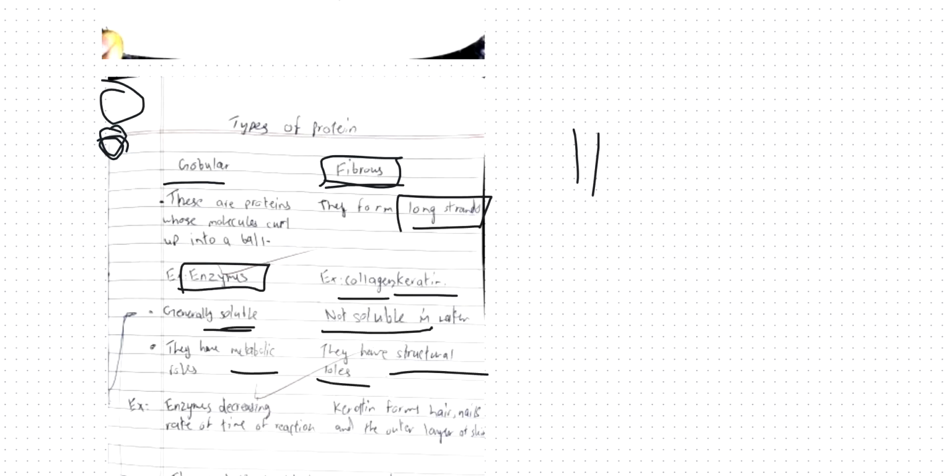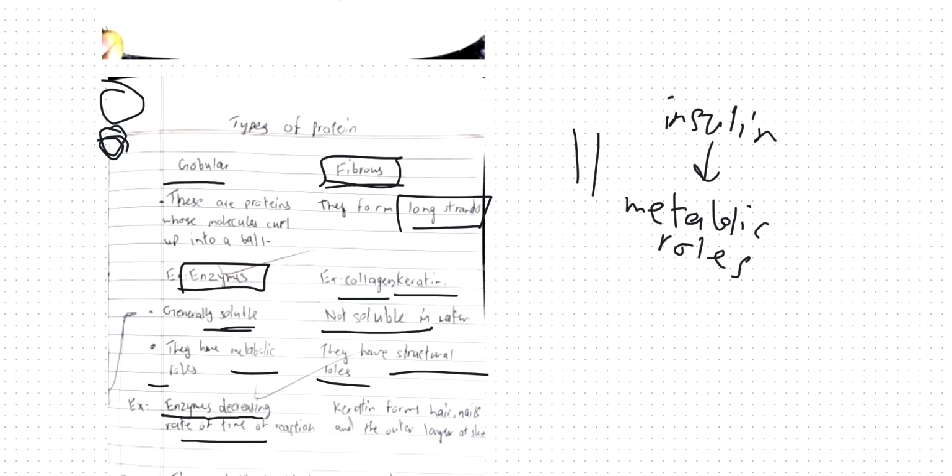For example, enzymes. Is insulin a globular protein as well? Insulin is involved in metabolic roles. If something is fibrous, it will mainly have structural roles, but insulin does not have any structural roles. What do I mean by structural roles? Like keratin, they form hairs, nails, and the outer layer of the skin.